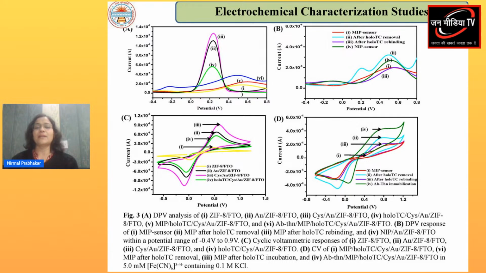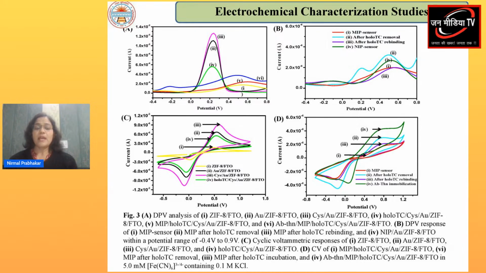This is the electrochemical characterization study, where we can see the first graph in picture A. The yellow one is the DPV analysis of GCE, and after the attachment of gold nanoparticles, the peak spiked at 0.2. After attachment of cysteine, there is a further increase in anodic peak current. After that comes the holo TC immobilization, because holo TC is a protein with a bulky structure, insulating and not conducting in nature. So that's why the peak current decreased here in the green graph.